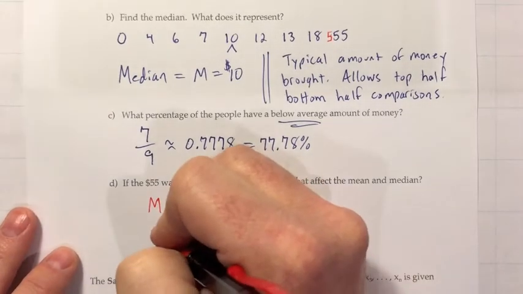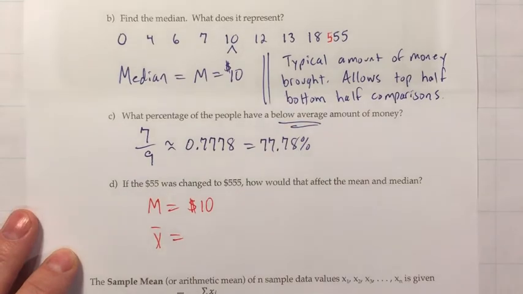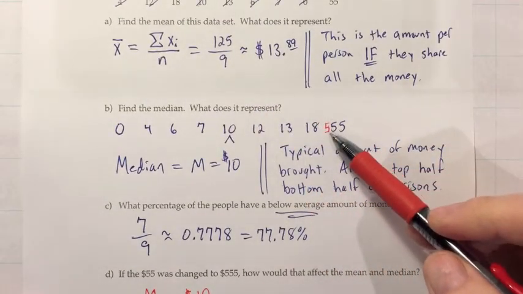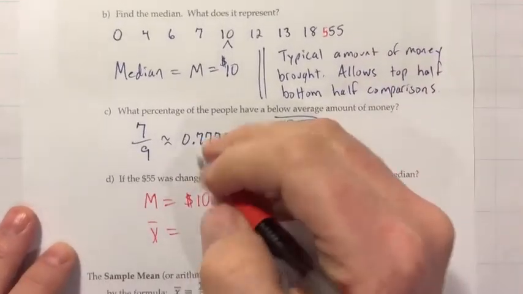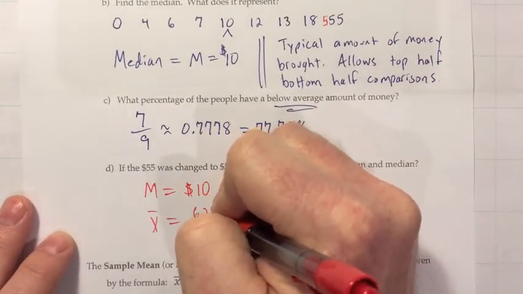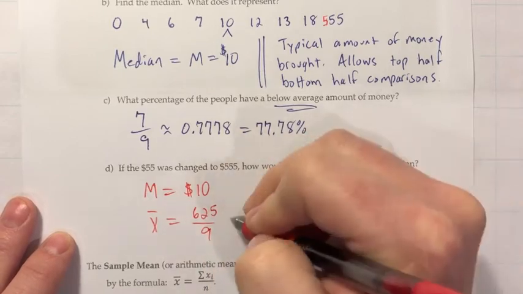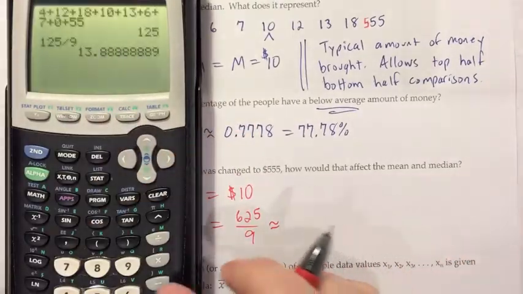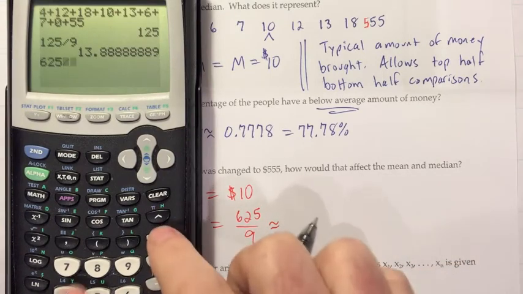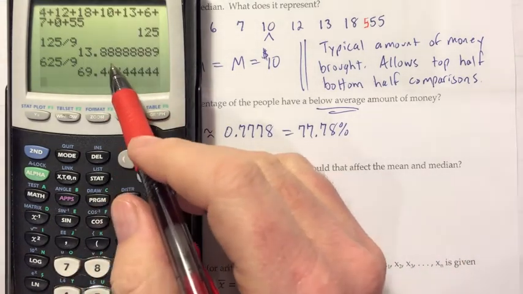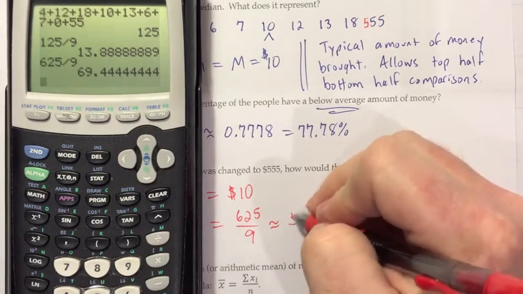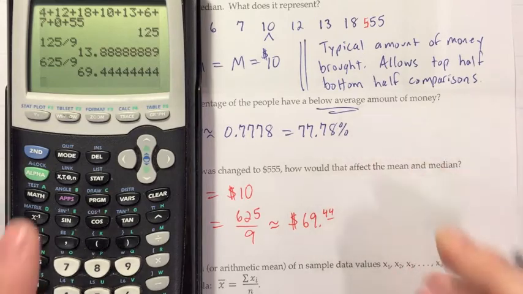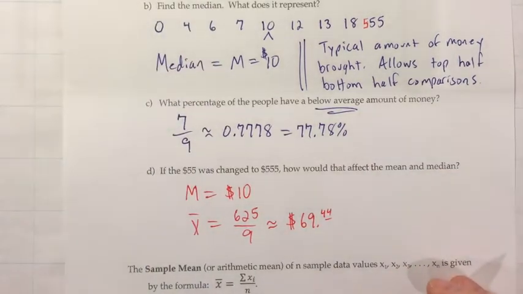But how about on the mean? Well, you'd want to add up all the values, right? So it's all the money we had before, 125, plus the 500 extra dollars this person now has. So now our total, if you add all those up, should be $625 divided by 9. And does that affect the average? For sure, because there's different numbers in the calculation. Now, instead of $13.89 per person, it's $69.44 per person.